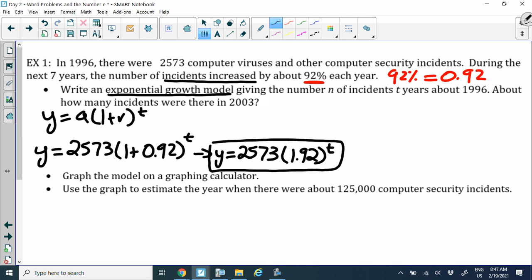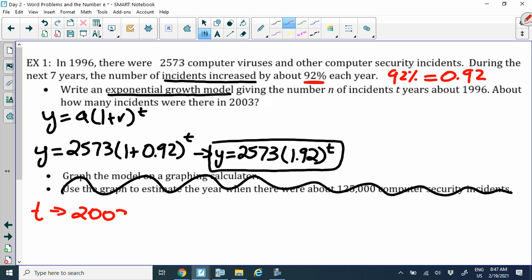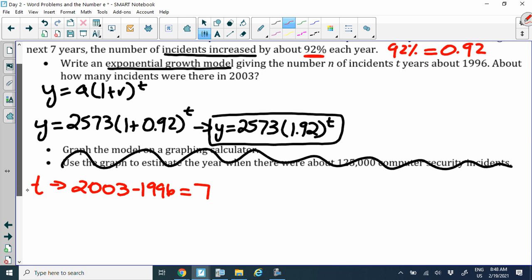So what we will need to do is plug in a value for t because we're trying to find the final amount of incidence. We're not going to do this part, so I'm going to scratch this out. To figure that out, we start at 1996, right? So to find our t value, we do 2003 minus 1996, and when we do that, we get 7. So t is going to be 7 here.